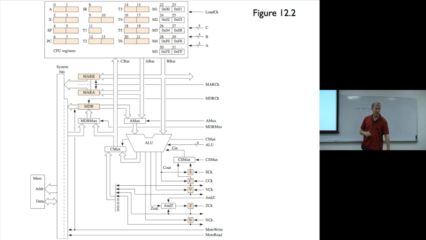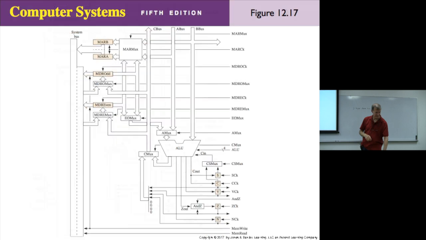The memory data register. If we're going to have a two-byte data bus, and the whole idea is to get 2 bytes at a time, we're going to need not just a 1-byte MDR. It's going to have to be 2 bytes. Are you with me? So let's go to our 2-byte data bus. So now look, do you see that? So now do you see the two MDRs?